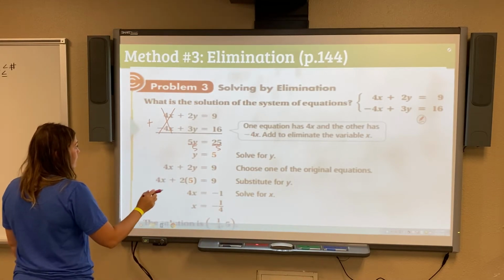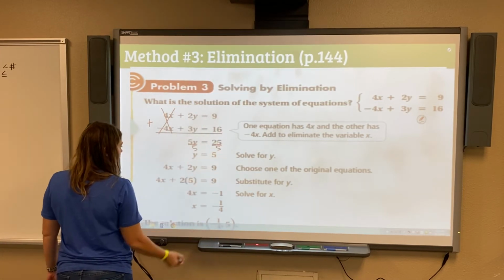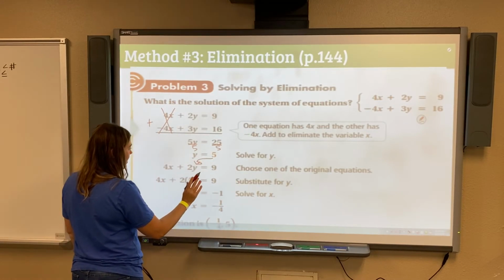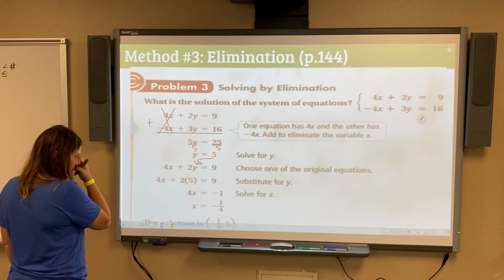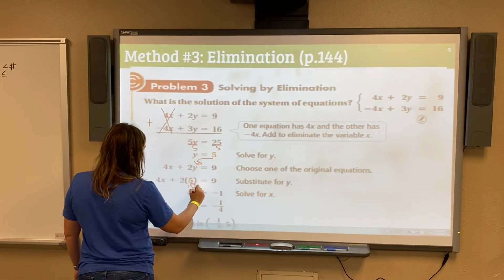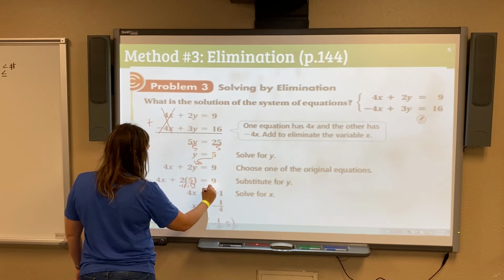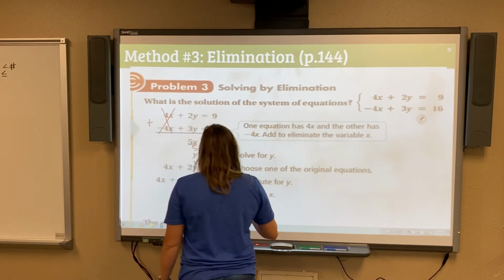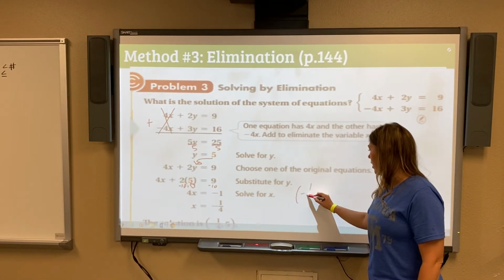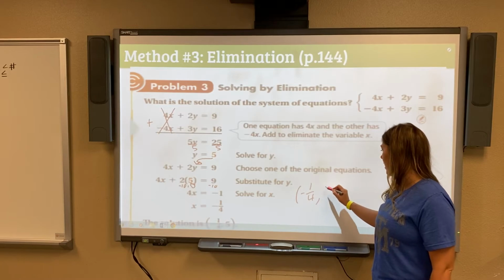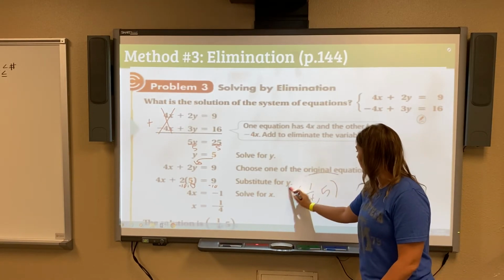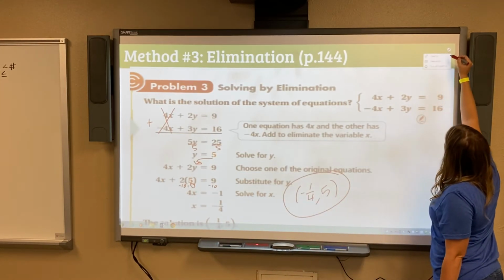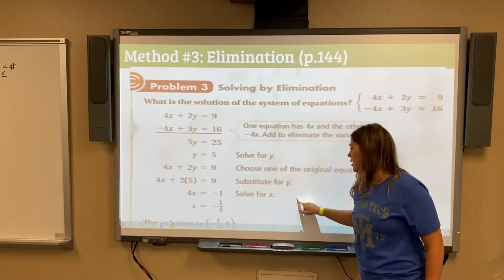I'm going to pick the 4x plus 2y equals 9. So plug in the 5 right there. 4x plus 2 times 5 equals 9. 2 times 5 is 10. Then we subtract 10 from both sides. 9 minus 10 is negative 1. Divide by 4, we get negative 1/4. So your answer is negative 1 over 4 is your x, and your y is 5. Okay, so let's do another elimination, a little bit harder one together.